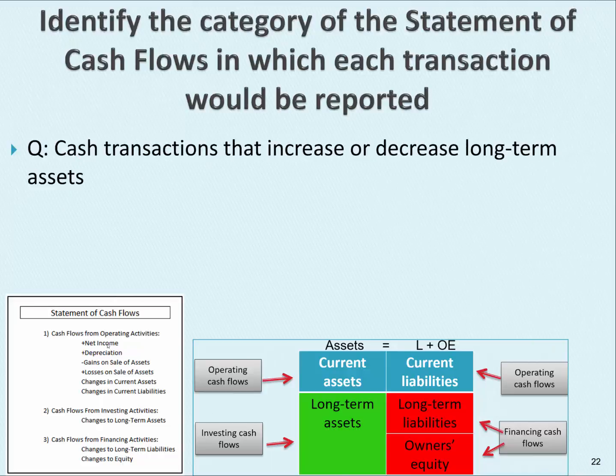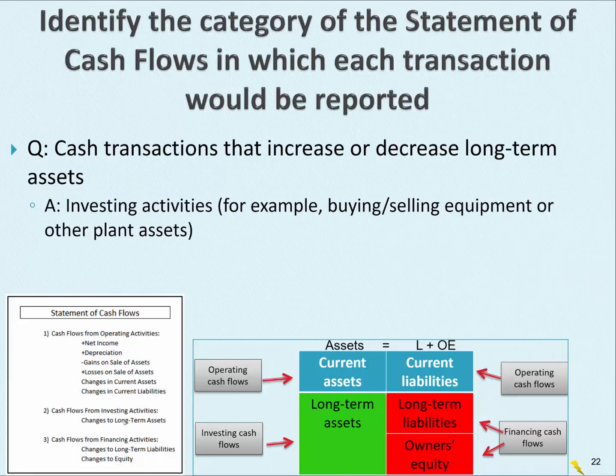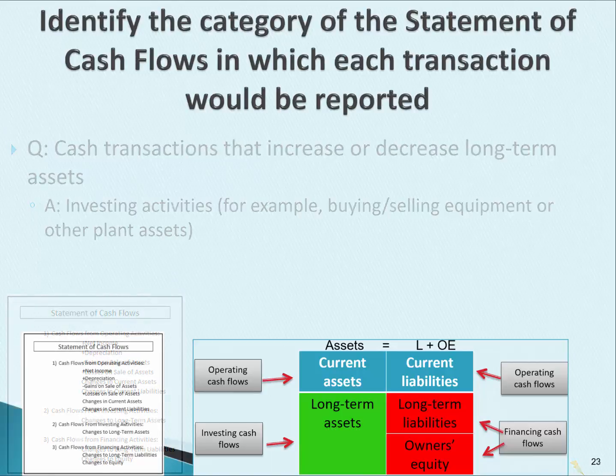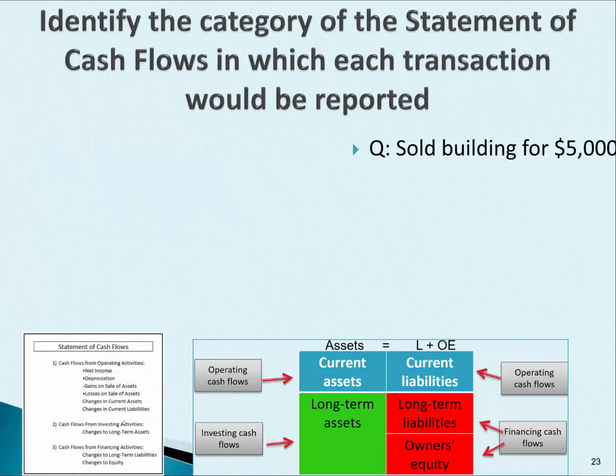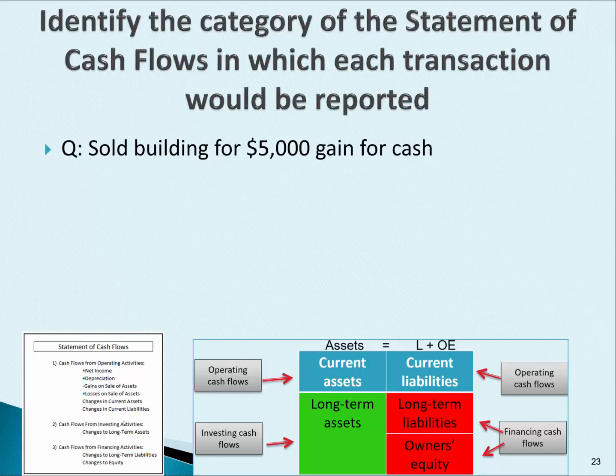How about cash transactions that increase or decrease long-term assets? Well, changes to long-term assets go in the investing activities section. And some examples, of course, are buying or selling equipment or other plant assets. Let's say we sold a building for a $5,000 gain and we got cash. Which section or sections does this transaction go into?